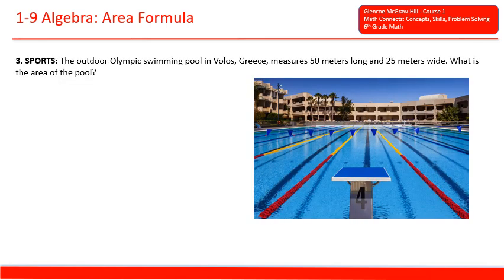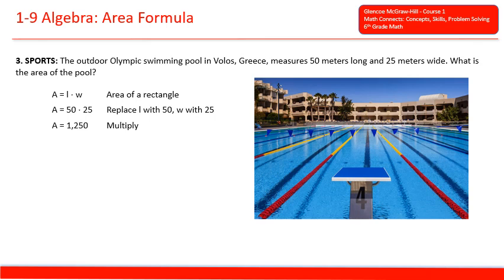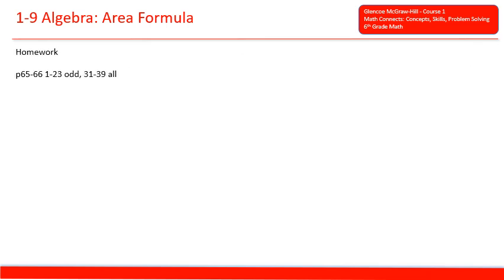Sports. The outdoor Olympic swimming pool in Volos, Greece measures 50 meters long and 25 meters wide. What is the area of the pool? We have area equals length times width, or A equals L times W. So we have area equals 50 times 25 because we replace length with 50 and width with 25. And the answer is 1,250 square meters.